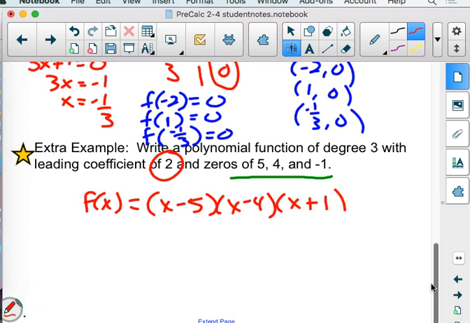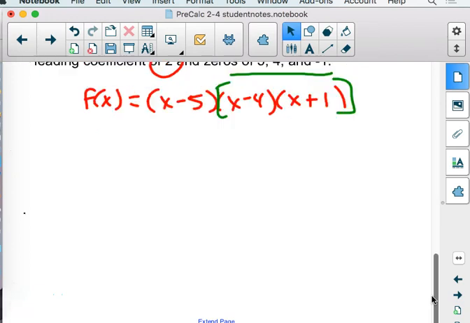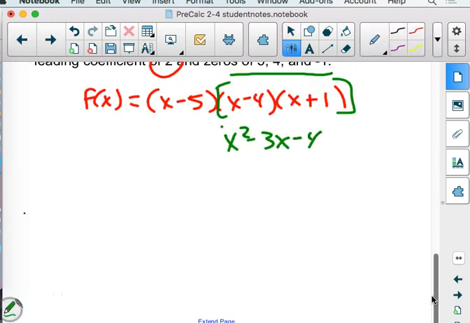All right. So, well, we know what to do with that. We've got to multiply all that stuff together. So we multiply the back two together by FOIL. First times first, x squared, outside times outside is 1x, inside times inside is minus 4x, so negative 3x, and then negative 4 times 1 is negative 4.